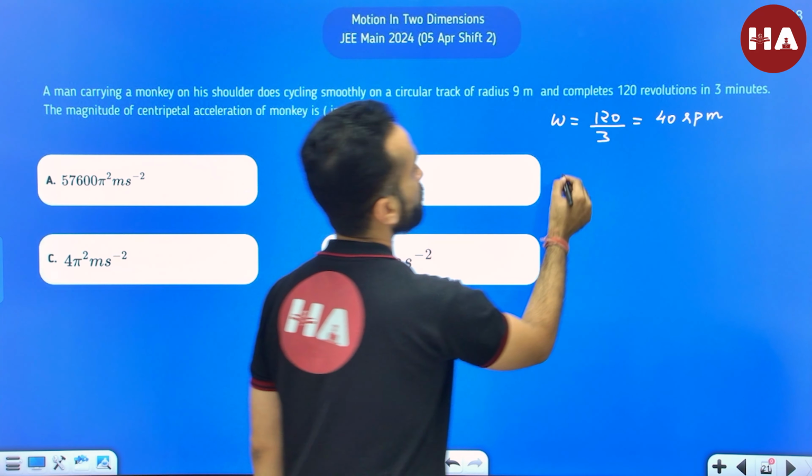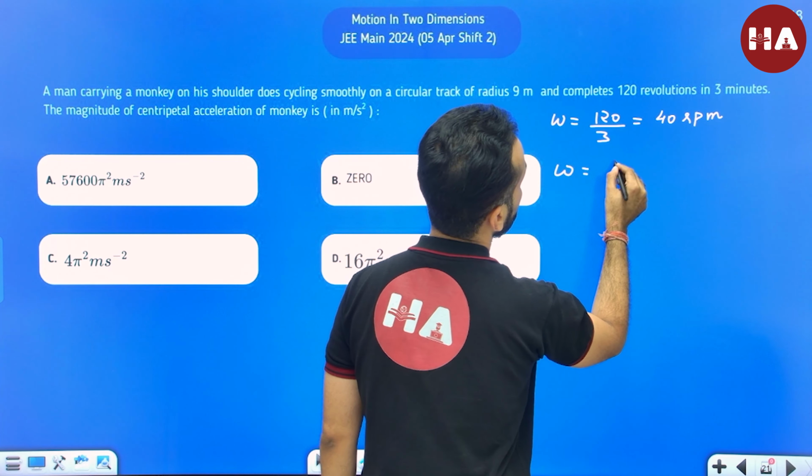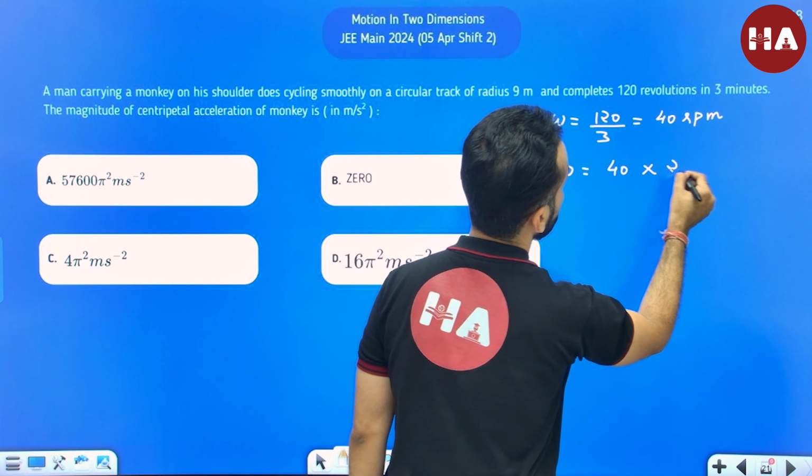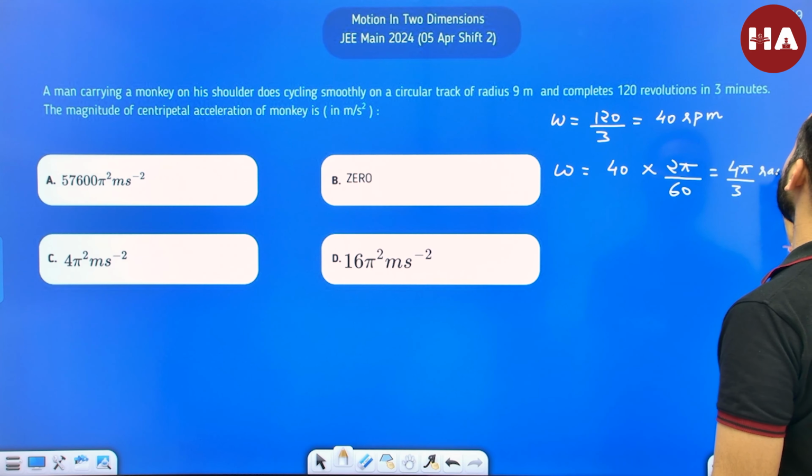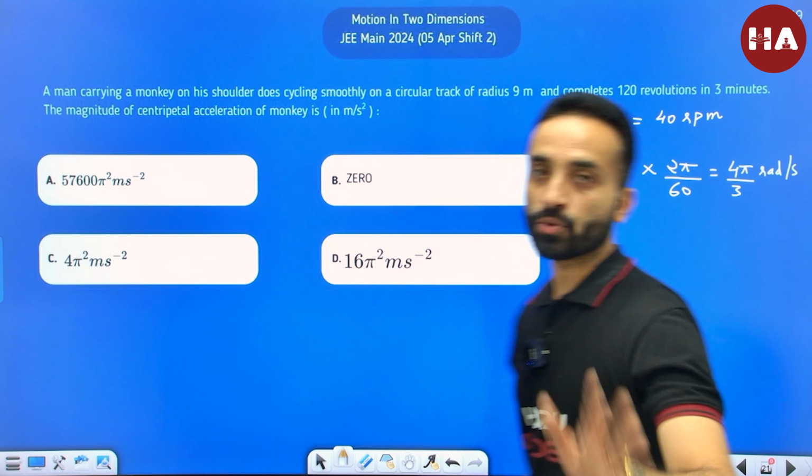Now let's convert omega to radian per second. So we do understand that 1 revolution is like 2 pi radian, and if it's per minute, then for per second we will divide it by 60. So this is like 2 by 3, so it's going to be 4 pi by 3 radian per second. So now we've converted this to SI unit.